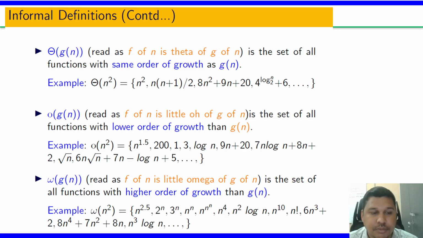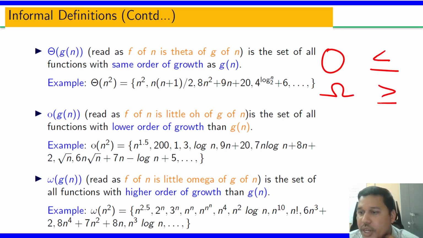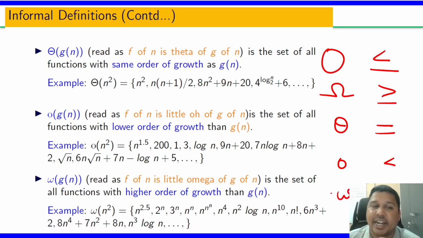Okay. Next, fourth one, small o. So big O is less than or equal to. Big omega is greater than or equal to. Theta is for equal to. Small o is strictly less and small omega is strictly greater than. Okay, see, small o of g of n.